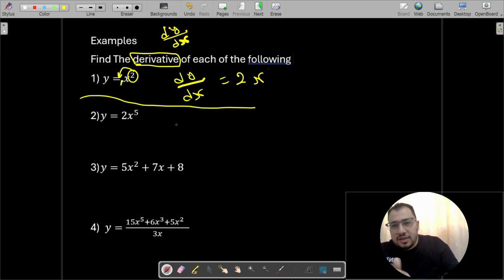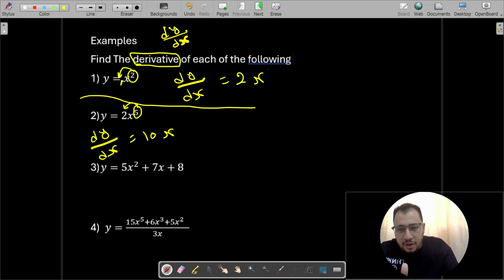Okay. Let's take a look at the second one here. If I need to find dy by dx, again, 5 multiplied by 2 is going to be 10. Then x to the power of what? You subtract 1 from the power, so it's going to be 4. So x to the power of 4.